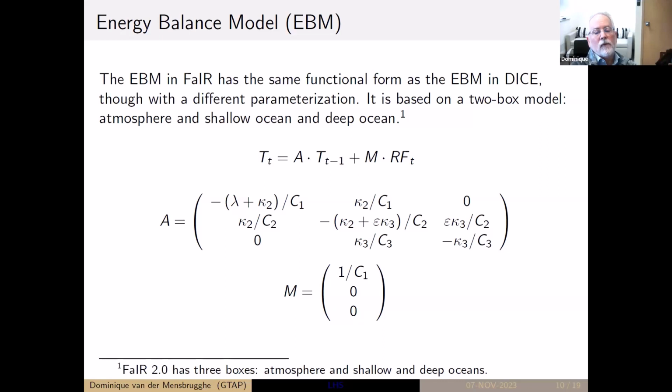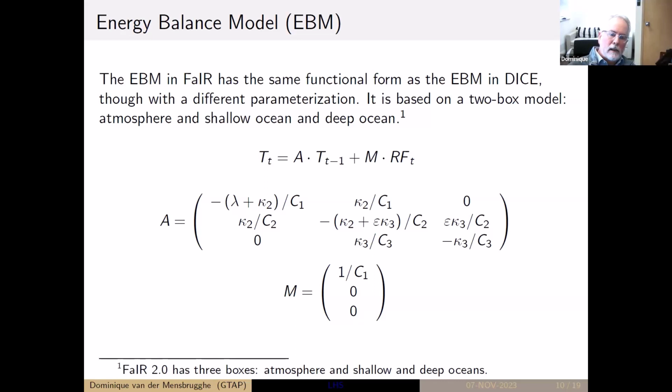Even if there's no change in radiative forcing, with this type of model, you're still going to get inertia in the system, which is going to lead to rising temperatures over time, even in the absence of changes in radiative forcing. Don't worry so much about the parameterization. These are the parameters that we're going to sample. Basically, this A matrix is the one that moves energy from one box to another.